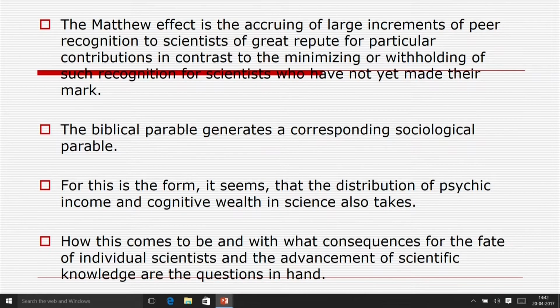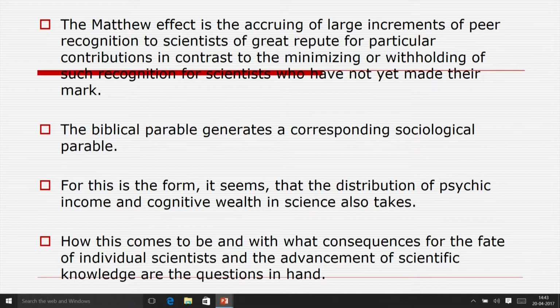And the Matthew effect is the accruing of large increments of peer recognition to scientists of great repute for particular contributions, in contrast to the minimizing or withholding of such recognition for scientists who have not yet made their mark. The biblical parable generates a corresponding sociological parable. That is what I said: we must make a shift from such a biblical or spiritual account to a more sociological, scientific, or secular account of such inequalities in science.